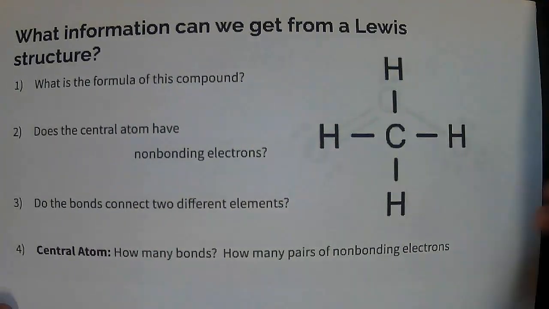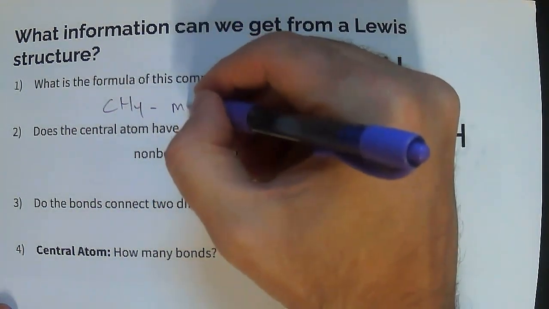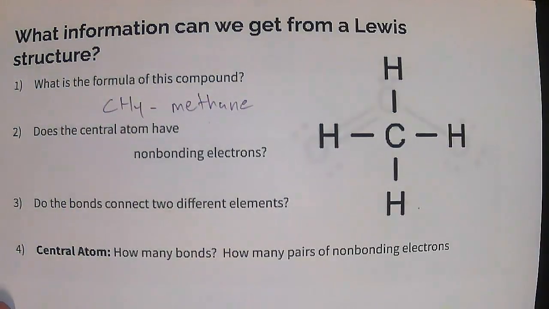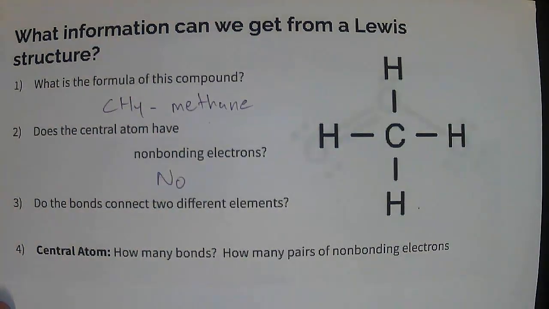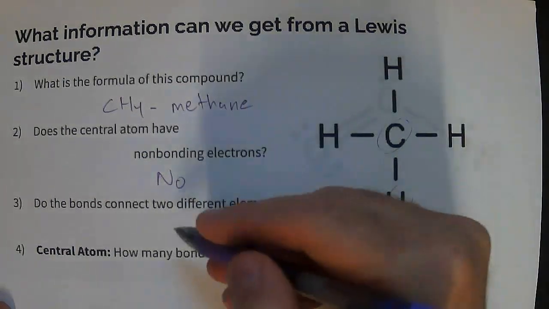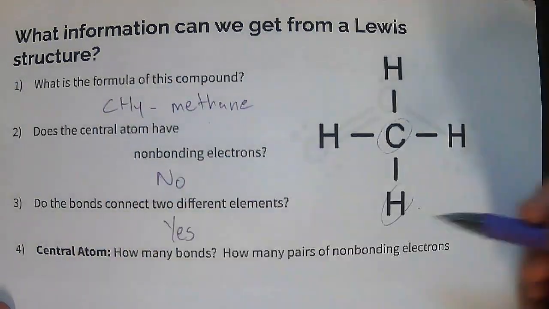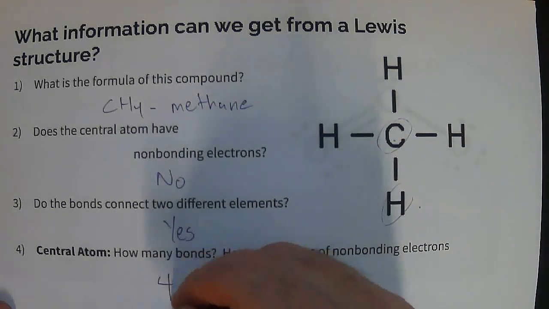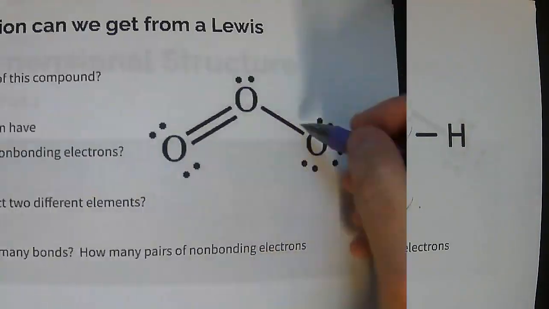We can do the same thing with this. This is CH4. This has a special name. This is methane. It's natural gas. Does the central atom have non-bonding electrons? No. Here's an instance where that's no. Do the bonds connect 2 different elements? We have C on one side, H on the other, so that's yes. In a lot of cases, the answer to this question is going to be yes. How many bonds are there? 4. How many pairs of non-bonding electrons? 0.